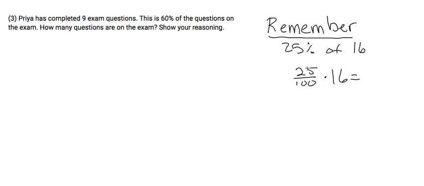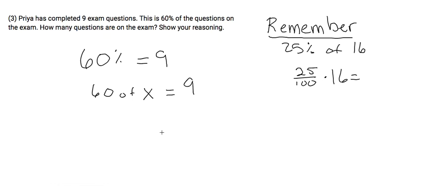all we're doing is saying 25 over 100 times 16 equals our answer. So, in this case here, it's a little bit mixed around, right? So, we know that 60% here is equal to 9. So if we were trying to say 60% of something, let's put x here, that's going to give us 9.